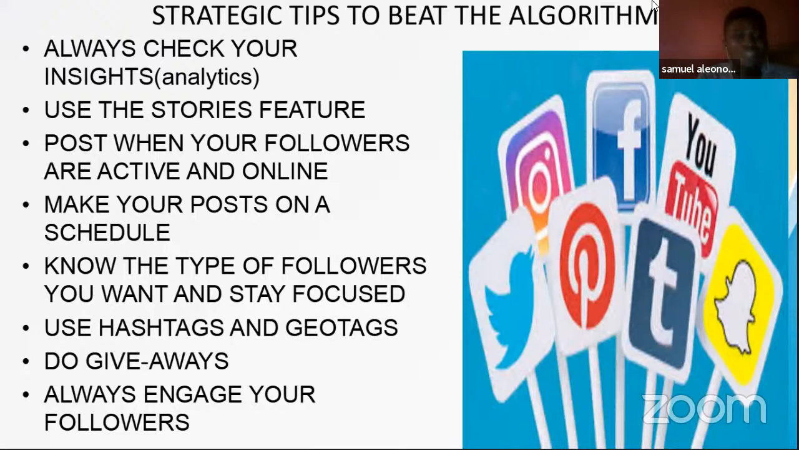Now, number three, post when your followers are active and online. It is paramount to know your followers, or know your audience, the people who you want to reach out to, and know the time when it will be best for them, the time they will be online, and they will see the post immediately, so that they can easily engage it, because it's very easy for your post to get lost after some time. Its relevancy is no longer there, so people don't see it, or people don't engage in it. So post when they're online, so that they can easily engage it and the post can grow.